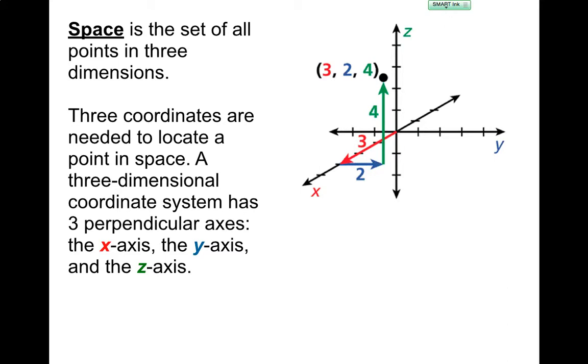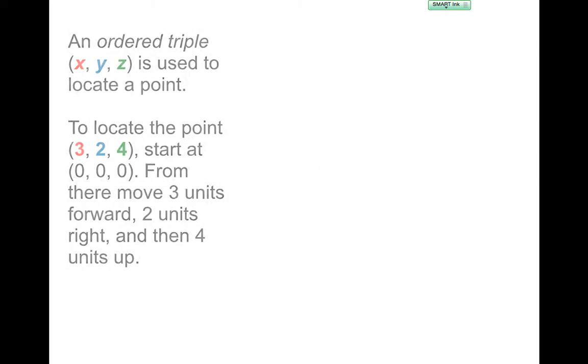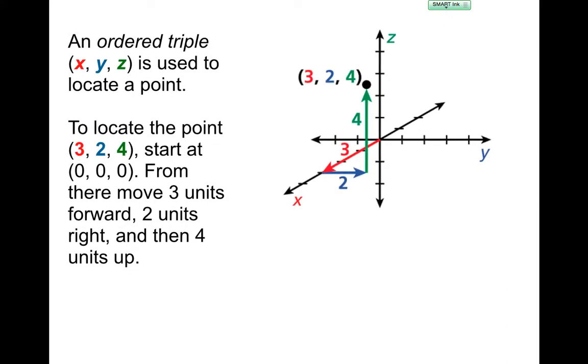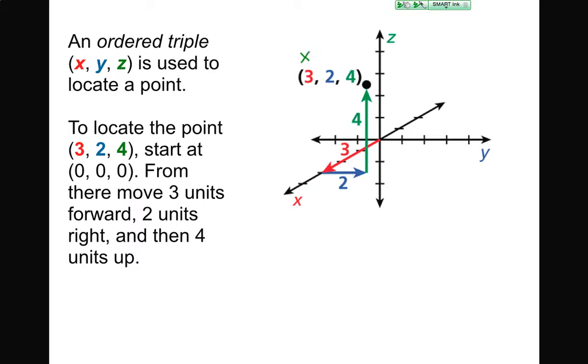So what's the x, y, z? We've got length, width, and height. So when we work with the three-dimensional axis, instead of an ordered pair, you're going to have an ordered triple. And an ordered triple, I guess there was one on here: 3, 2, 4, that's an ordered triple. That tells you the amount to go on the x-axis, the y-axis, and the z-axis.